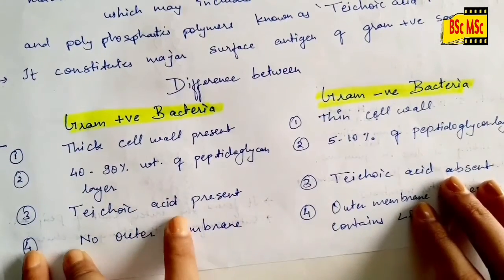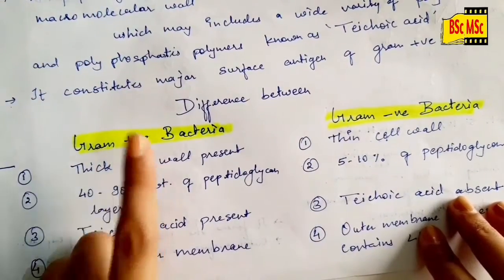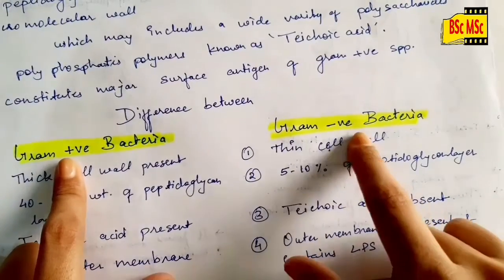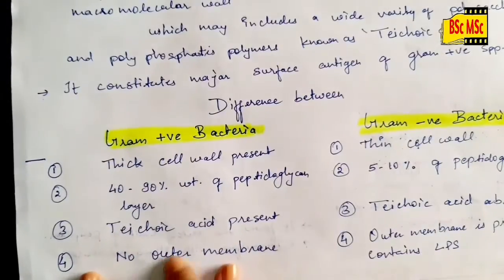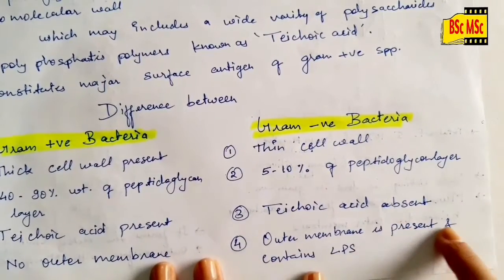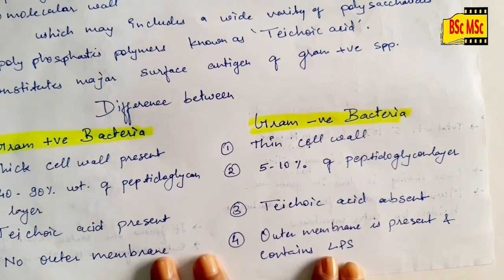And about the teichoic acid, just now we have studied about the teichoic acid, which is present in gram-positive bacteria majorly, and it is absent in gram-negative bacteria. Now, no outer membrane in gram-positive bacteria, and outer membrane is present in gram-negative bacteria, which contains the lipopolysaccharide.